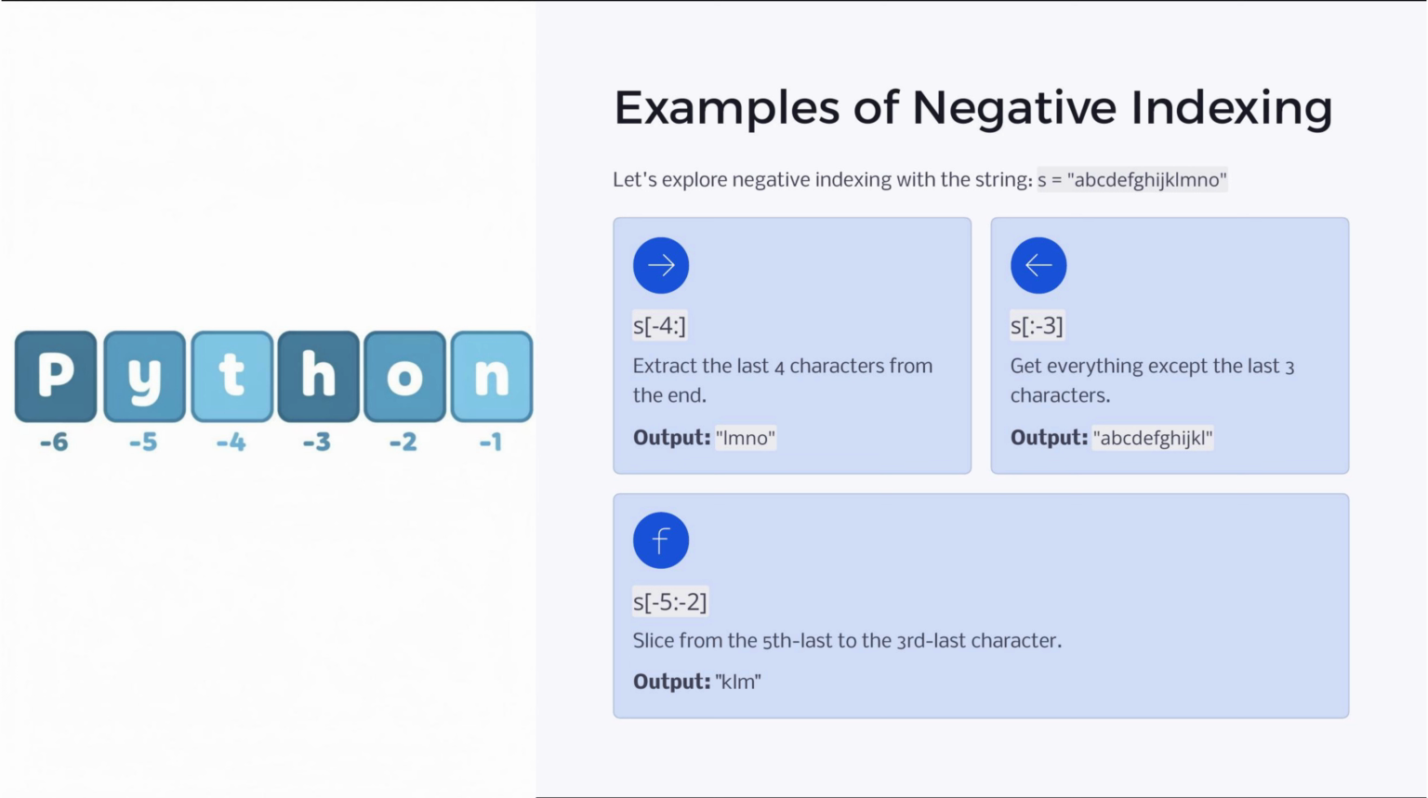Negative indexing allows efficient string manipulation. For instance, s[-4:] extracts the last 4 characters, yielding LMNO. Using s[:-3] retrieves all but the last 3 characters, resulting in BCDEFGHIJKL. Additionally, s[-5:-2] slices from the 5th last to the 3rd last character, producing KLM.